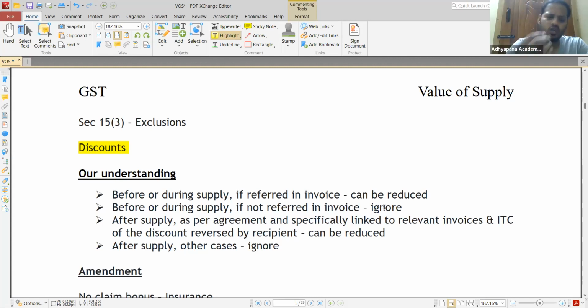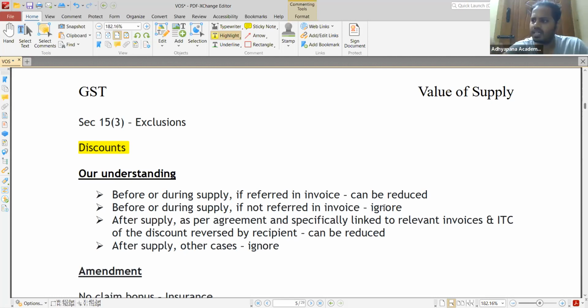I am a supplier, you are the recipient. So I am giving a product to you and I am giving a credit period of 45 days. Clear? And I also specified in the invoice that if you pay within 5 days, you will get a discount of 10%. If you pay within 5 days from the date of supply, you will receive 10% discount. Assuming the price of the product is 1 lakh plus GST, 1,18,000. If you pay within 5 days, you will get a 10,000 discount plus the GST also.